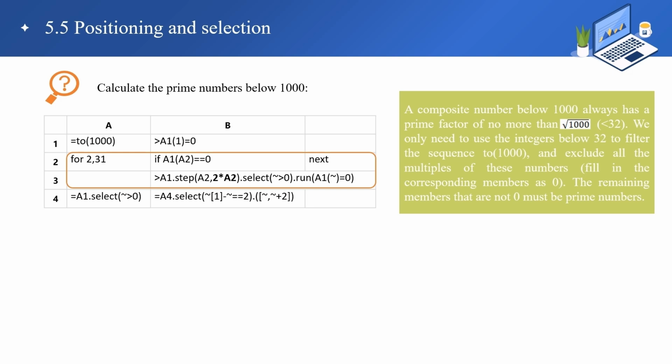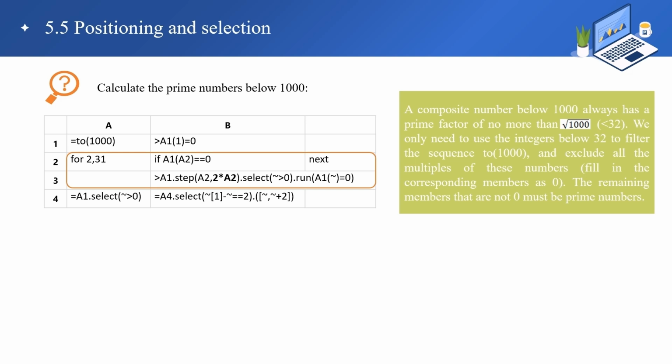If it's a prime number, pick out the positions of all its multiples, that is, A1. Step A2, A2 times 2. Pay attention to start from A2 times 2 and skip A2 itself, because A2 is a prime number and needs to be kept. Then, the members in these positions may have 0, which indicates that they have been screened out in the previous round. To exclude them, use select tilde larger than 0 to keep those that are not 0.